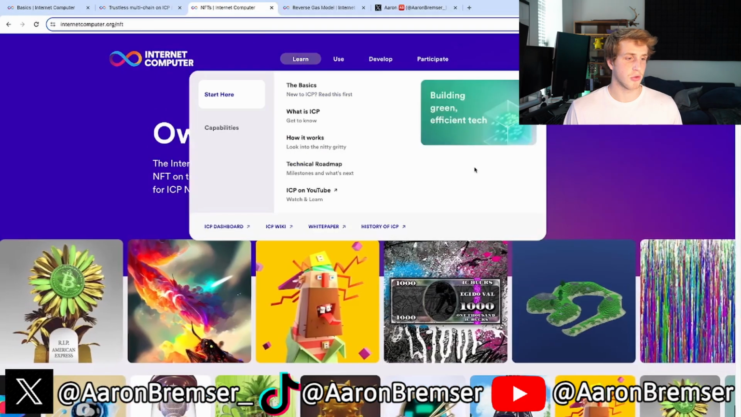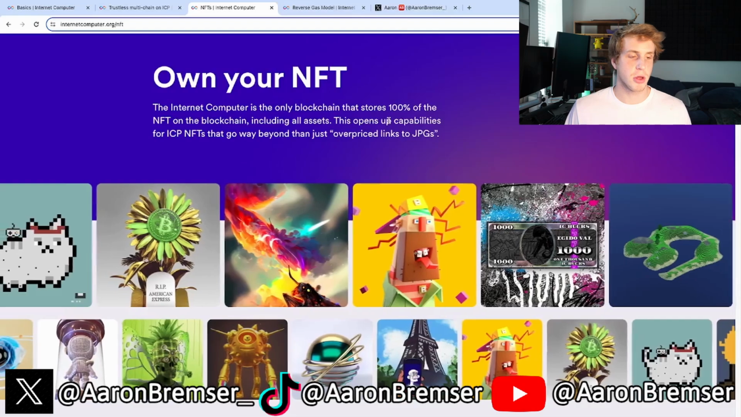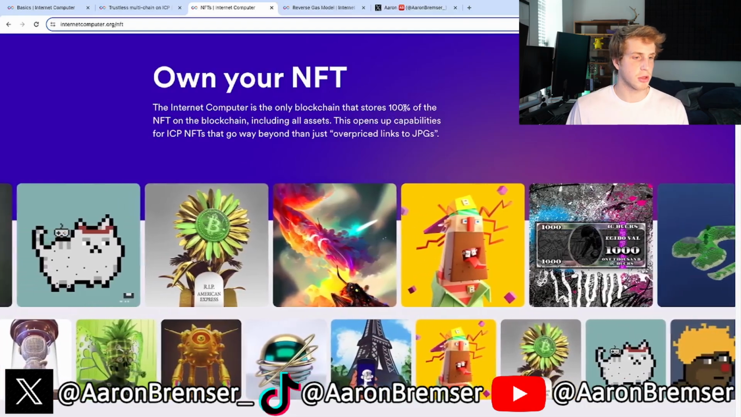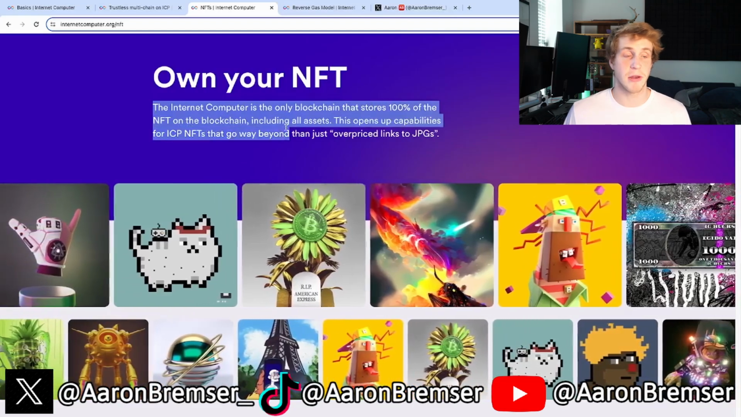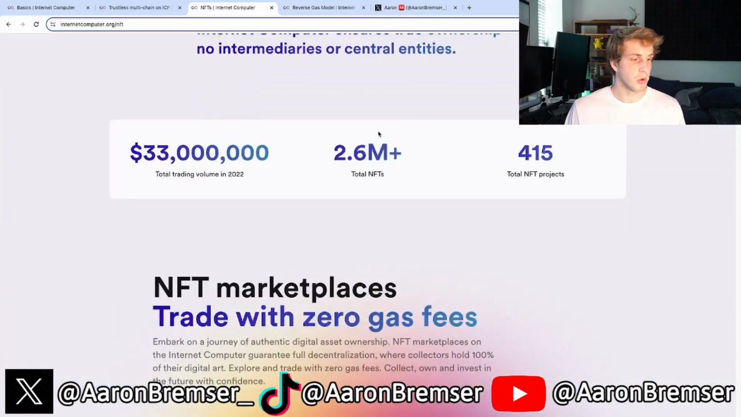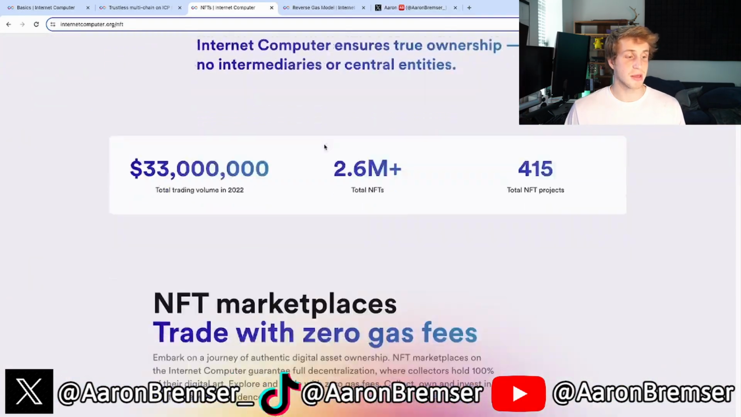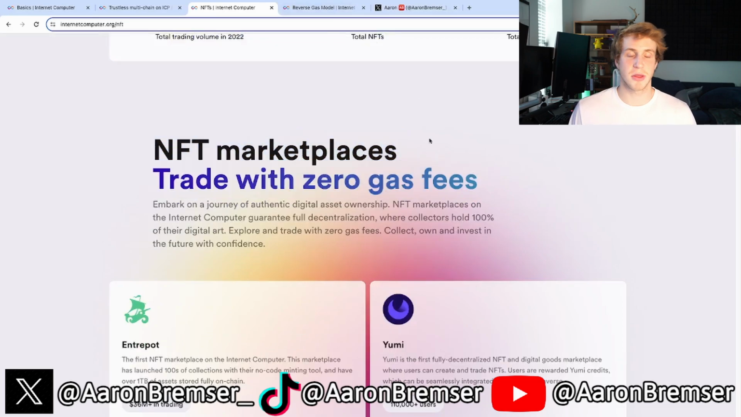Now, the next thing that's really cool that the Internet Computer can do is, we know that with NFTs on all these other blockchains, it's basically an overpriced link to JPEGs, but the Internet Computer is the only blockchain that stores 100% of the NFT on chain, including all assets. Really, really cool stuff. And as it says down here, NFT marketplaces trade with zero gas fees. We're going to talk about the reverse gas model of ICP in a second.